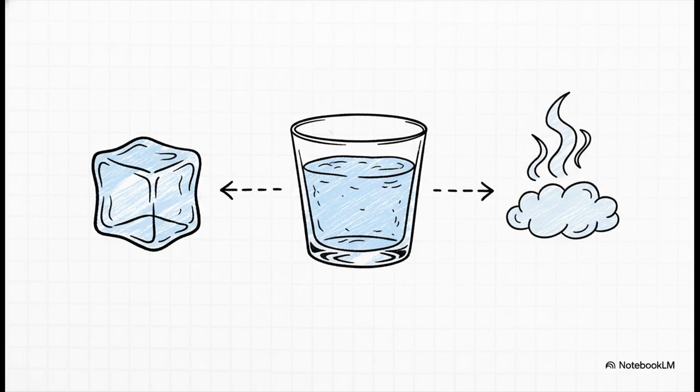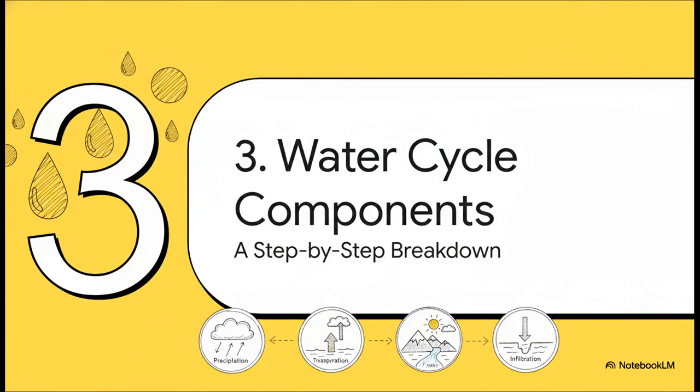And here's a crucial point to remember. Throughout this entire journey, water is constantly changing its state. It moves between being a liquid, a solid like ice, and a gas in the form of water vapor. All three of these states are absolutely essential for the cycle to work. So to really wrap our heads around this cycle, we need to break it down into its individual parts. Let's take a look at each process one step at a time.